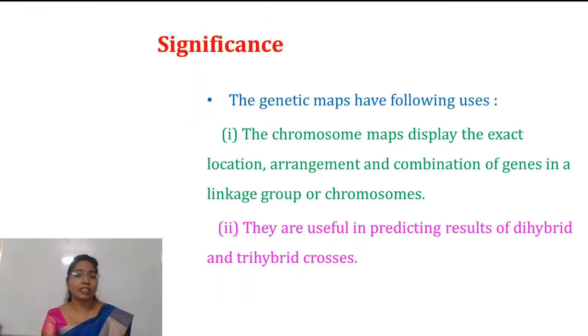Finally, this is the significance of the linkage map. So linkage maps have the following uses: these maps display the exact location, arrangement and combinations of genes in a linkage group, which is the most useful for construction of a map. They are also useful in predicting results of dihybrid and trihybrid crosses. So this is the significance of linkage map construction.